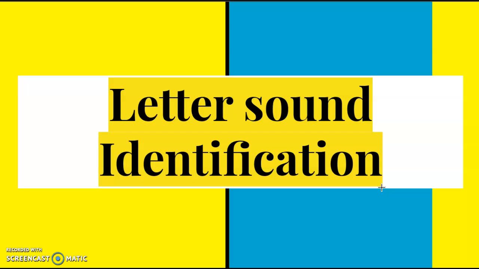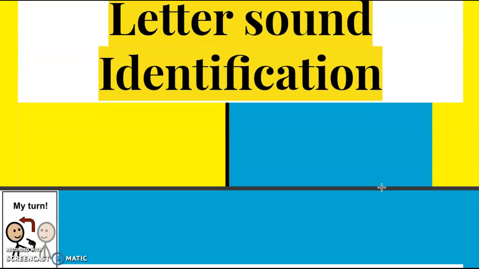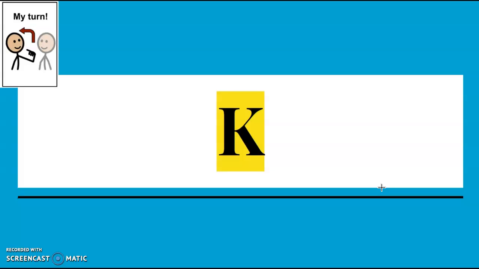Letter sound identification. This is an uppercase K. The letter K makes the K sound. This sound you hear in words like kite and kick. The letter K makes the K sound.